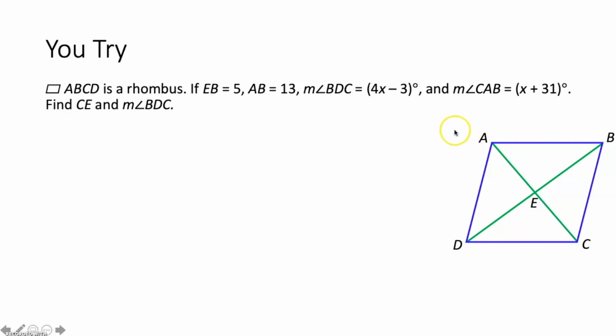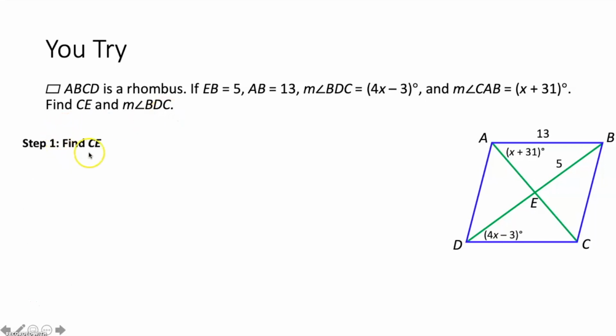We are again given a parallelogram ABCD that is a rhombus. We want to first label our figure with what we're given. We're given that the measure of segment EB is 5. The measure of segment AB up here is 13. The measure of angle BDC would be this angle right here. That's 4x minus 3 degrees. And the measure of angle CAB would be this angle right here. That's x plus 31 degrees. Now I need to find the measure of segment CE and the measure of angle BDC.